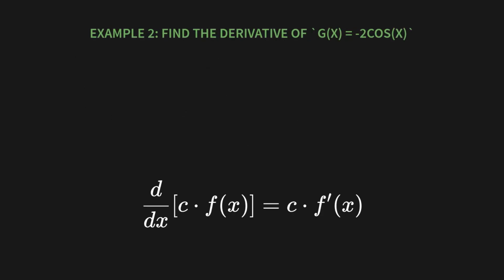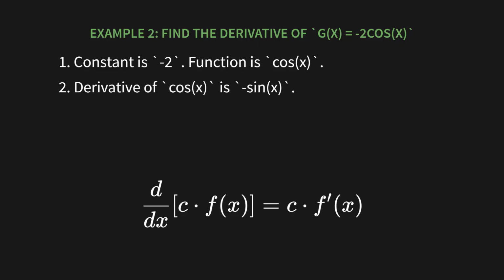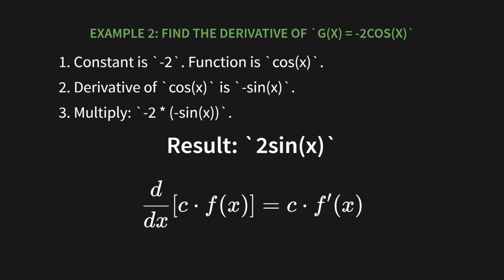Here's another one. Find the derivative of g of x equals negative 2 cosine of x. The constant is negative 2. The function is cosine of x. We know the derivative of cosine of x is negative sine of x, so we multiply negative 2 times negative sine of x. The two negatives cancel out, and the result is 2 sine of x.